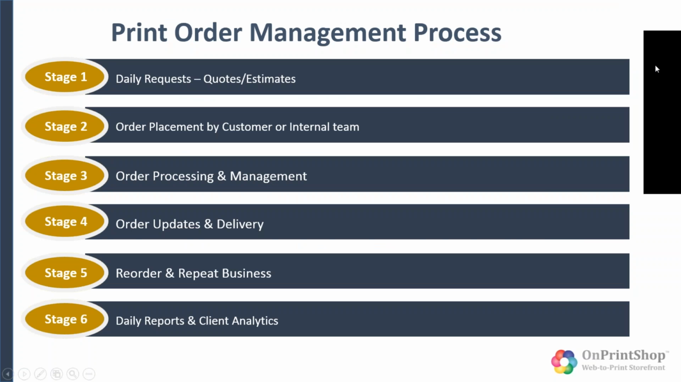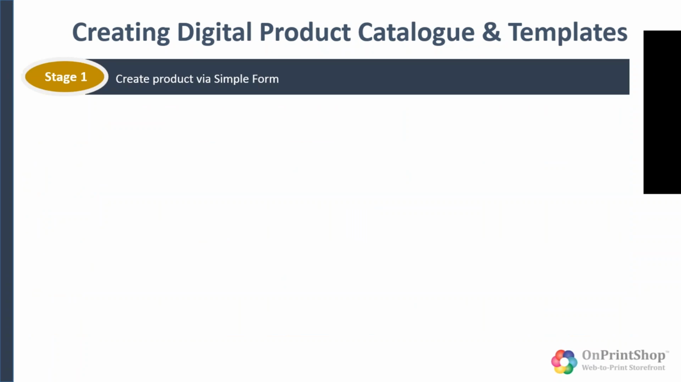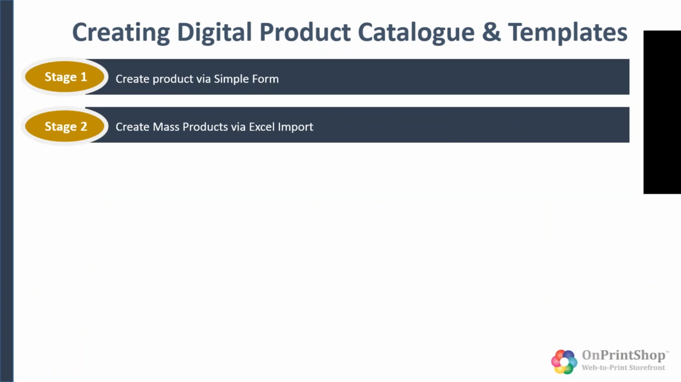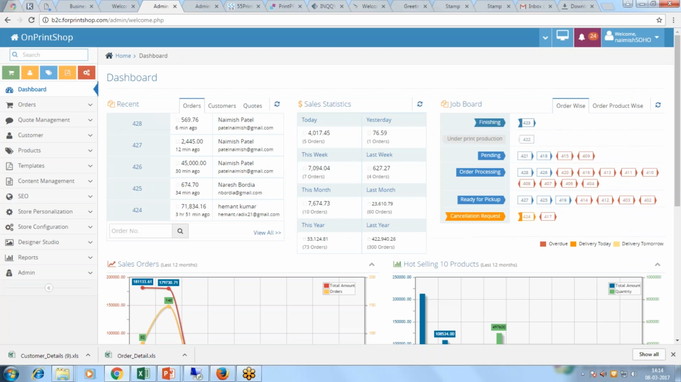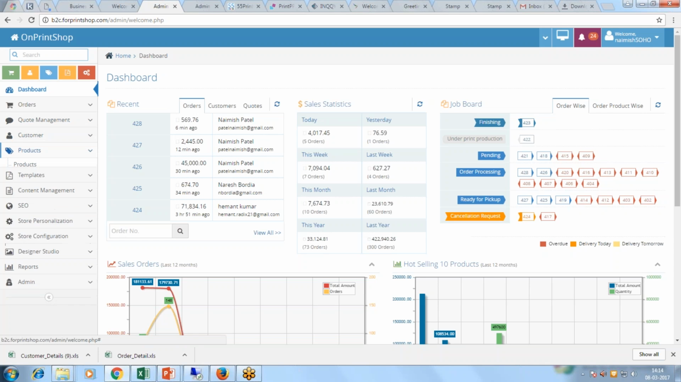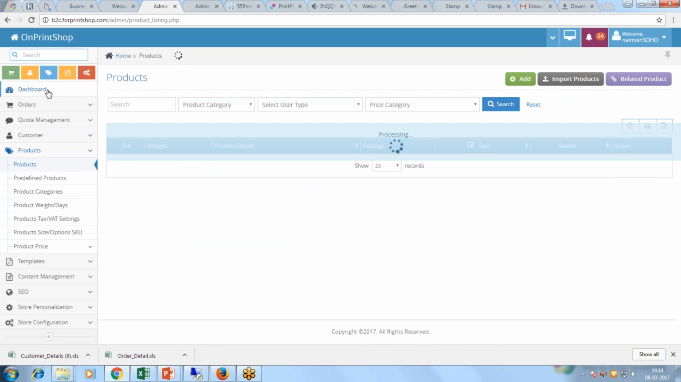So now the first question you will have is how to set up your online store, how to set up a digital product catalog, and how to set up the templates. We have a very easy platform where you can easily create as many products as you want in the system. In the backend, you have access to a product section, and from here you can create as many products as you want.